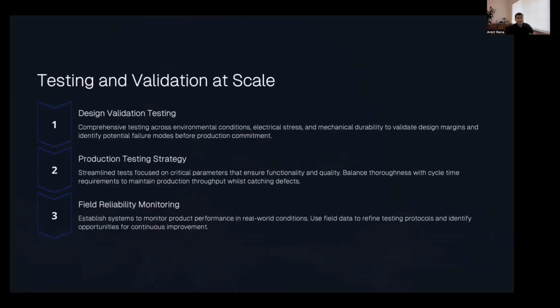Design validation testing proves margins across environmental, electrical and mechanical conditions. Production tests then screen the few critical parameters quickly and repeatably. Design for fixtures and automation early. After launch, monitor the field. Real world telemetry closes the loop, tightening limits and improving reliability without slowing the line.